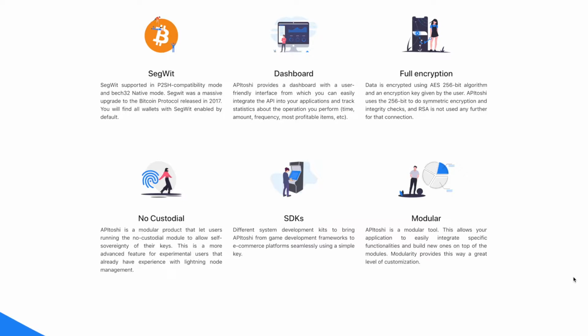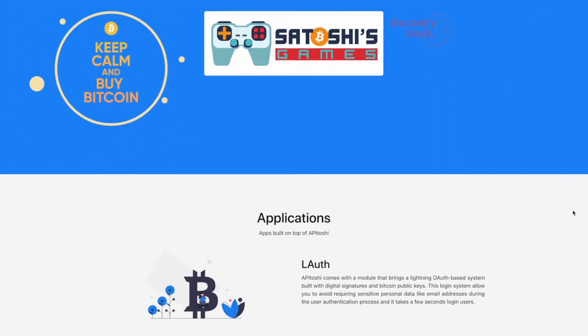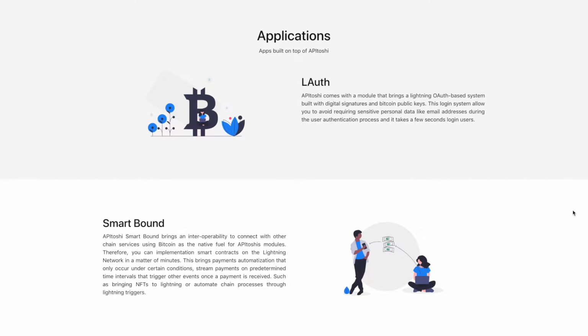It's modular, which means that there are several tools or modules that work on top of APItoshi and provide cutting-edge technology for your Lightning Network application. Some of the modules we are talking about are a Lightning authentication system. This is a digital identity based on digital signatures and Bitcoin public keys. It's based on the traditional OAuth system, but you don't have to trust a central party. You just have to trust the Lightning network itself as a network.